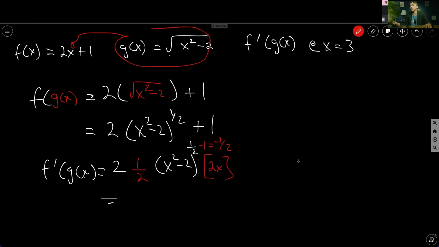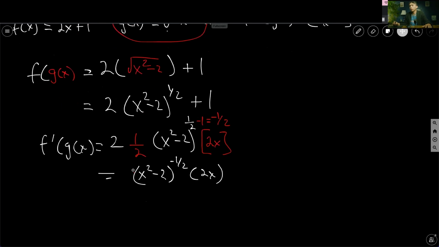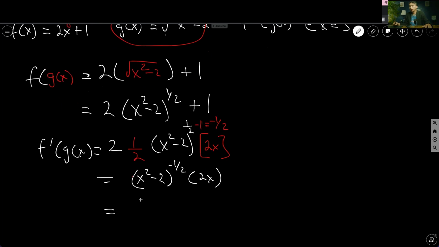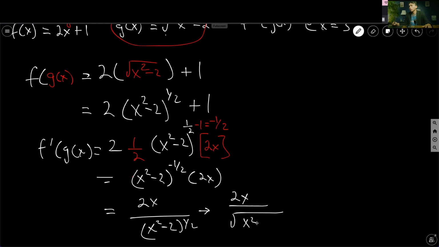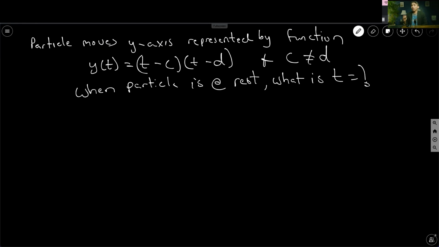And then the derivative of plus 1 is gone. So now we clean this up. So this just becomes x squared minus 2 to the negative 1/2 times 2x. And of course, we don't like the negative power, so the 2x stays up top. And then on the bottom, we have x squared minus 2 to the positive 1/2 power. And of course, you can rewrite the 1/2 power as the square root, so 2x over the square root of x squared minus 2.